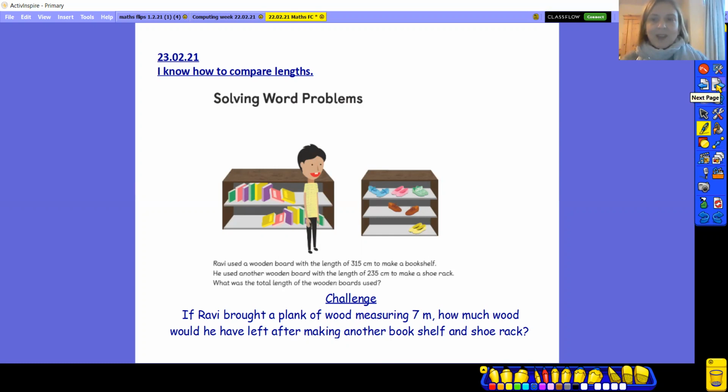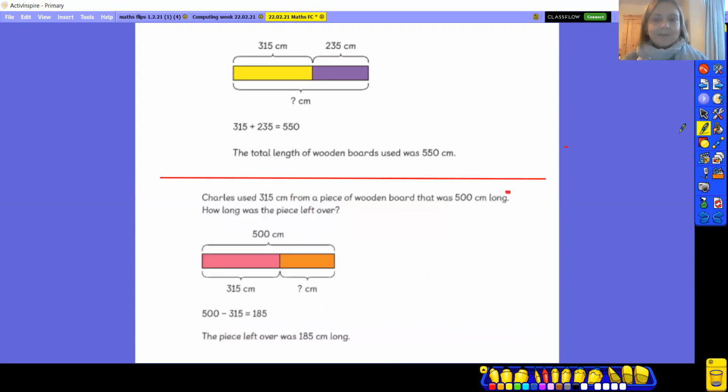Right, you're back, you've tried that. Excellent. So what answer did you get? Okay, good. So if you've got 550 centimetres, well done. So you can see what's happened here. We've got the wooden plank, that's 315 centimetres, and we've got the other wooden plank, which is 235. And we need to find out what the combined total length is of those two pieces of wood. So what we've got to do is add their lengths together to find out the total. And you can see the answers there.